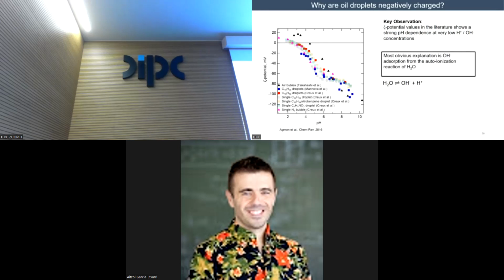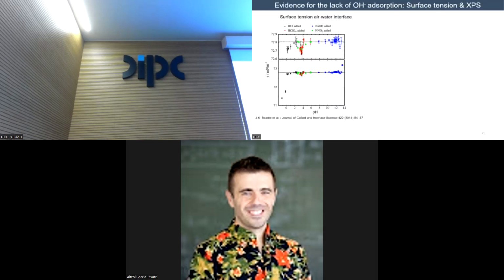So then at neutral pH, how can you explain that? Then it's probably that you have autoionization of water, you have some amount of hydroxide that's giving rise to the negative charge. But again, this type of explanation was made when we had no surface-specific spectroscopies available, but you can always do surface tension measurements and surface spectroscopies to see if hydroxide is really present at the surface. So I want to show you two examples of that.